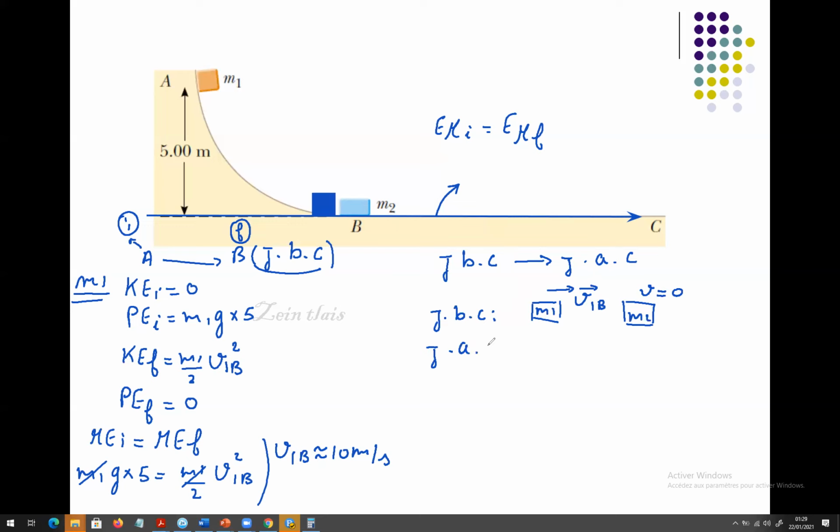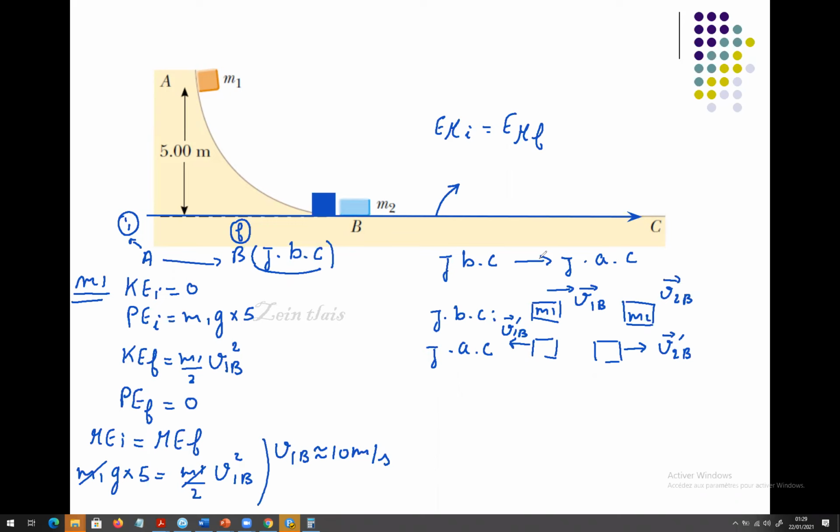Just after collision, we have this block moving to the left with V1B prime, and this one will move to the right with V2 at the position B prime. Okay, this one is V2 at the position B before collision.